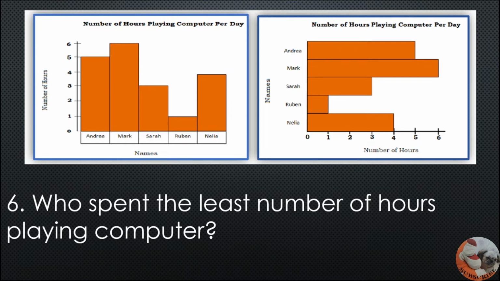Who spent the least number of hours playing computer? Again, by looking either the vertical or horizontal bar graph, the smallest bar that you can see is Ruben. So that will be your answer. It is Ruben.